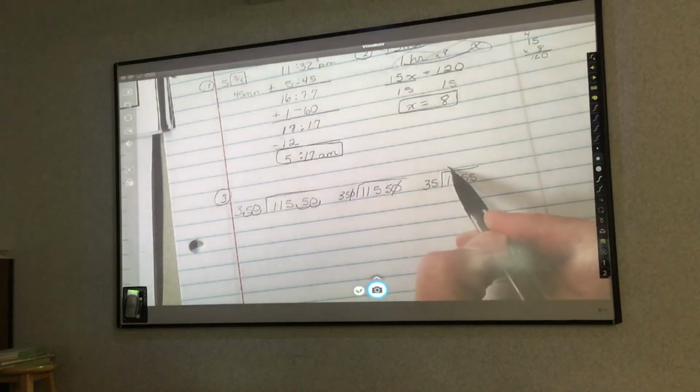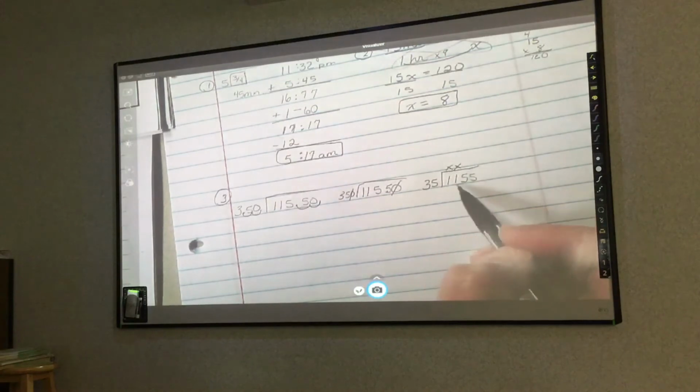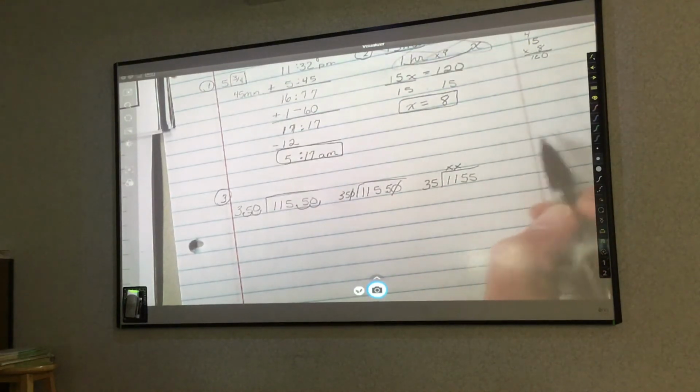So 35 can't go into 1. It can't go into 11, but it can go into 115. About 3 times, so let's just do it. 35 times 3 is 105.